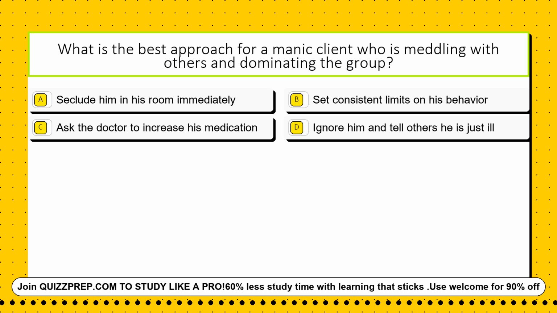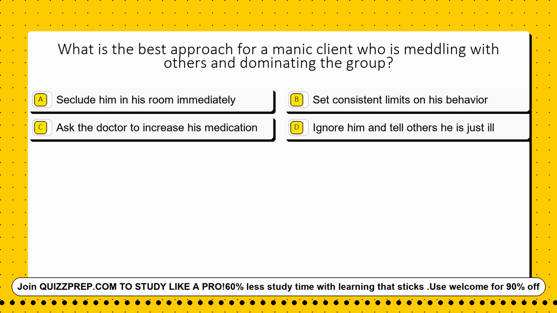Option A. Seclude him in his room immediately. Option B. Set consistent limits on his behavior. Option C. Ask the doctor to increase his medication. Option D. Ignore him and tell others he is just ill.